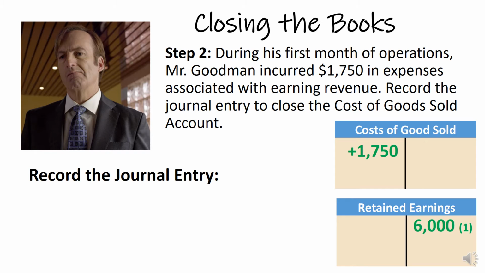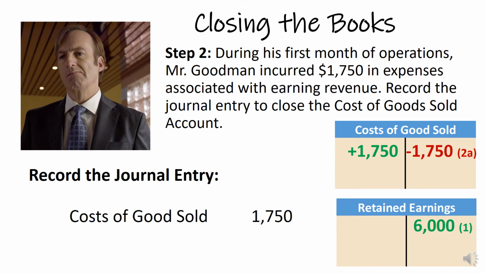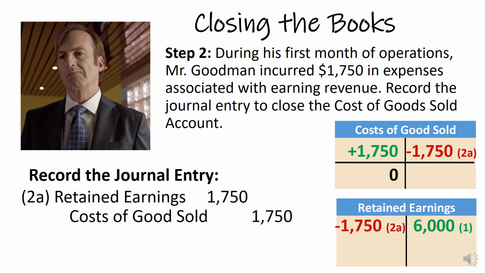To reverse the cost of goods sold balance back to zero, we credit cost of goods sold for the total amount presented in the account at the end of the period. When we sum our beginning balance with the credit transaction that we just recorded, this brings our cost of goods sold balance back to zero. The offsetting transaction is a debit to retained earnings because our expense accounts serve as deductions from retained earnings.